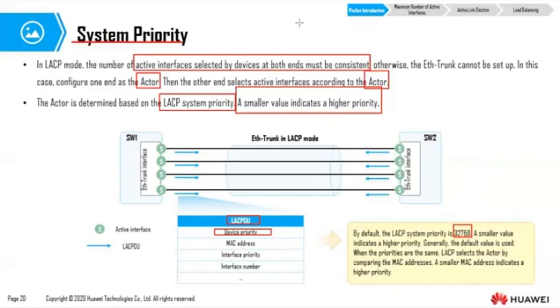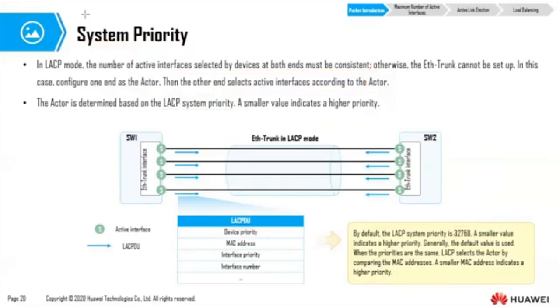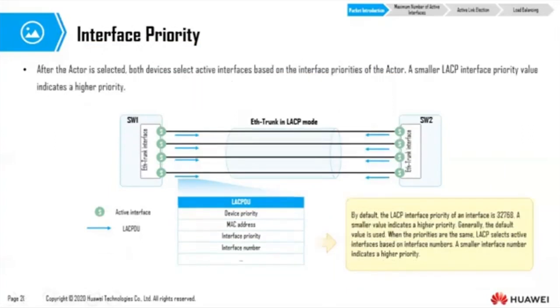So that is the default. So if you want a certain switch to be preferred as the actor, you configure the LSCP priority to a lower value. The other important concept is the interface priority. After the actor is selected, both devices select what active interfaces based on the interface priorities of the actor. So a smaller LSCP interface priority value indicates a higher priority.